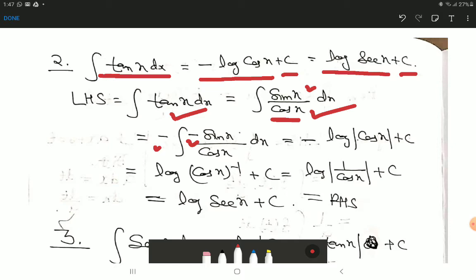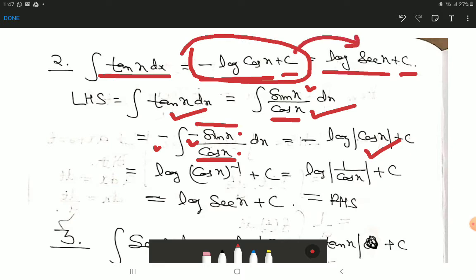So now you can see that inside the integral sign, we have something like f dash x upon fx. In denominator we have function cos x, in numerator we have its derivative minus sin x. And integration of f dash x upon fx is log of fx. So answer becomes minus log of cos x plus c. Now this minus log of cos x, you see I have obtained the first answer. Now I will try to get the second answer.